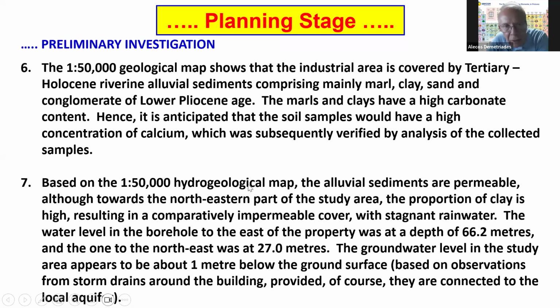Now, we also had the hydrogeological map, and there we saw that the proportion of clay is high at some point, resulting in a comparably impermeable cover with stagnant water. The water level in the borehole to the east of the property was at a depth of 62.2 meters, and the one to the northeast was at 27 meters. Whereas the groundwater in the study area appears to be about 1 meter below the ground surface, based on observations from storm drains around the building, provided, of course, they were connected to the local aquifer.